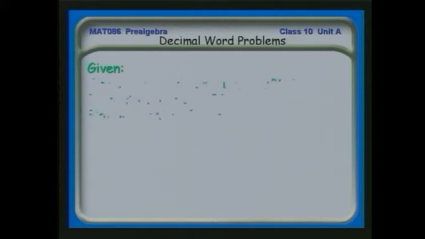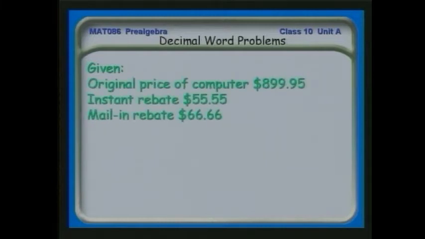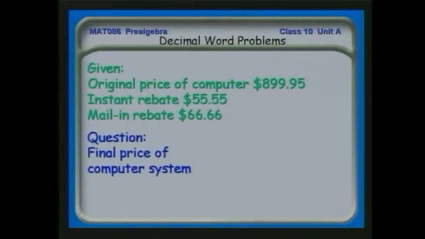Here we go. We summarize the information. Original price, $899.95. Couple of rebates. At least you know you're always going to get the instant rebate. It's always a gamble on those mail-in rebates. My own luck on those things has been about 50-50. Well, it's worth a try. Anyway, the final question is, what's the final price of the computer system?